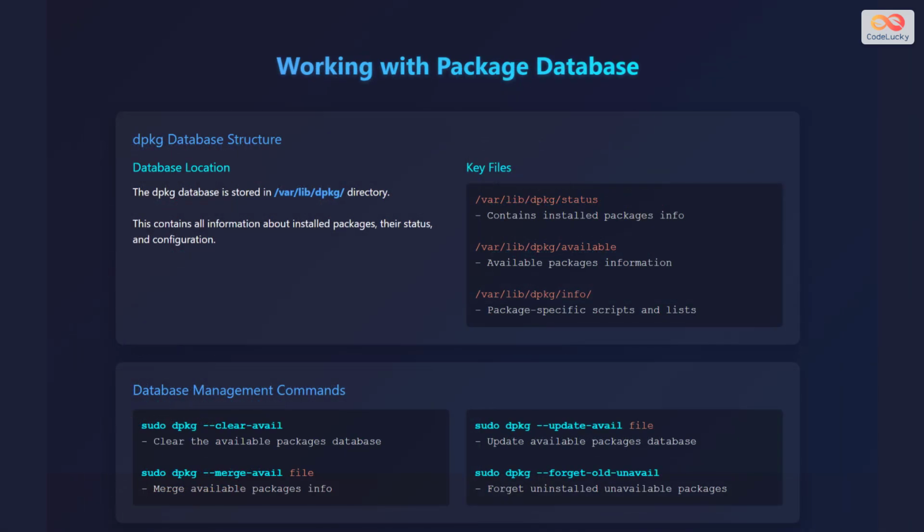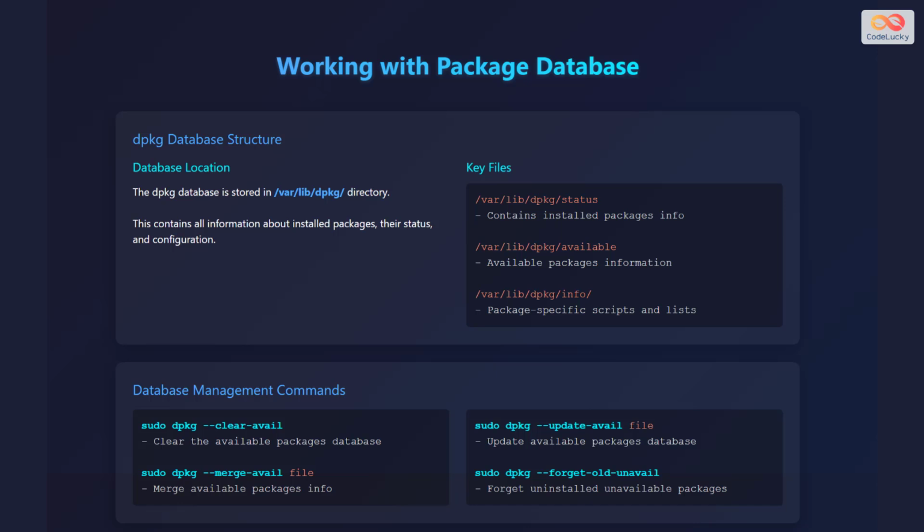Let's take a look at working with the package database. The dpkg database structure is stored in the /var/lib/dpkg/ directory. This directory contains all the information about installed packages, their status, and configuration. Key files include /var/lib/dpkg/status, which contains installed packages information, /var/lib/dpkg/available, which contains available packages information, and /var/lib/dpkg/info/, which contains package-specific scripts and lists.